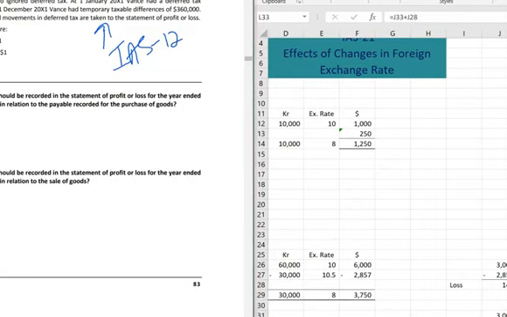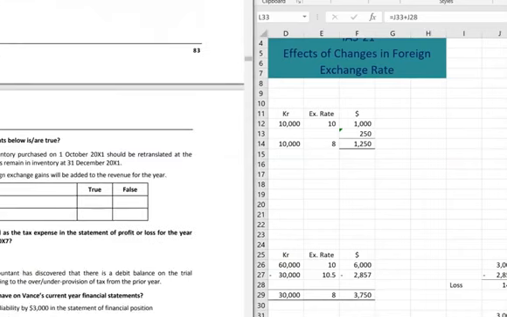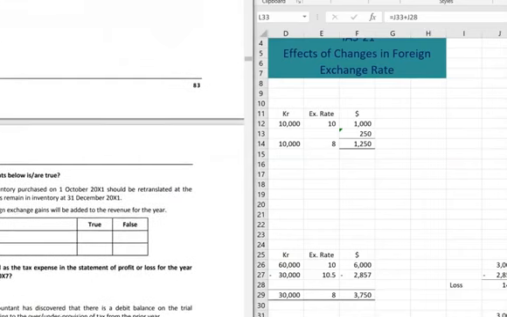Okay, next up. Last part related to this IAS 21. Which of the statements below is or are true? Statement number 1 says the inventory purchased on 1st October 20x1 should be retranslated at the closing rate if the goods remain inventory at 31st December 20x1. The question is whether it's a monetary asset or a non-monetary asset. It's a non-monetary asset, all right? So this is false.